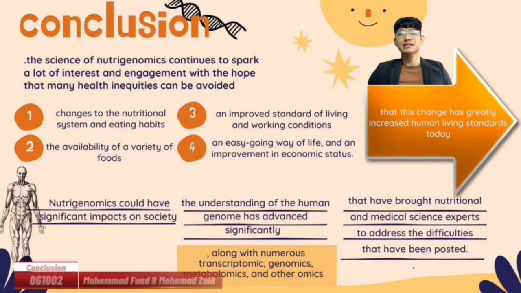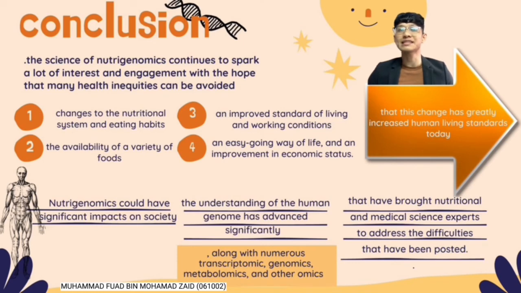In a nutshell, the science of nutrigenomics continues to spark a lot of interest and engagement with the hope that many health inequities can be avoided. Some examples of the current way of life include changes to the nutritional system and an improvement in economic status. This shows that nutrigenomics could have a significant impact on society, from medicine to agriculture and dietary practice.